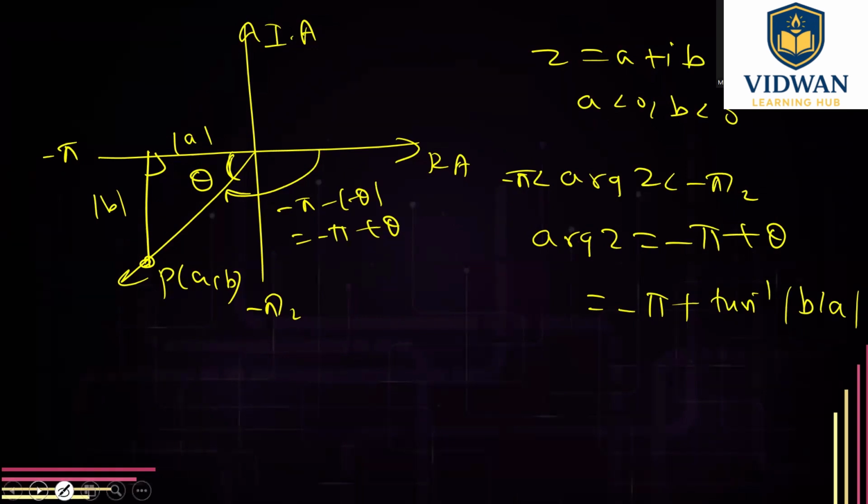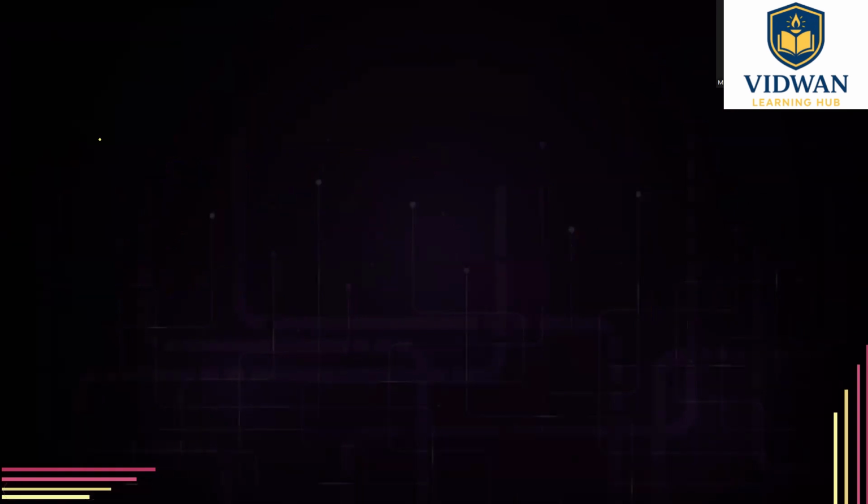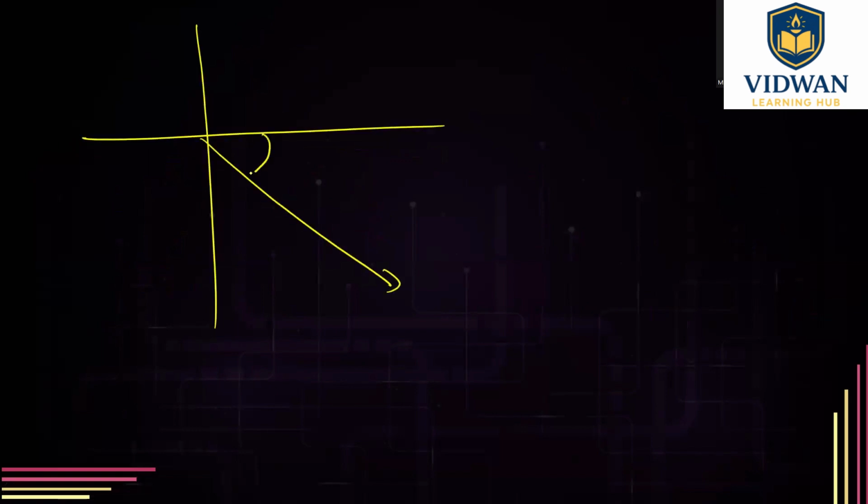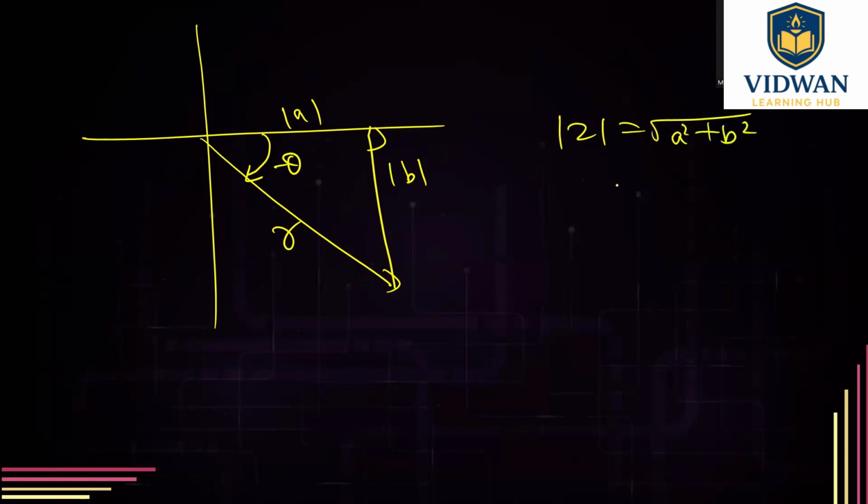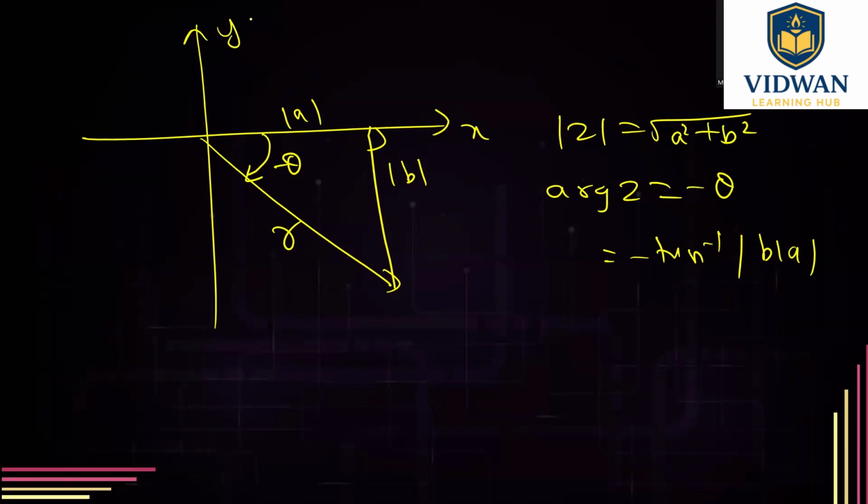Similarly, we'll check for the fourth quadrant in the same way. So if the complex number is chosen in the fourth quadrant, this will be the argument, minus theta. So when you drop a perpendicular, again mod b here, we have mod a here. So r is the modulus, which is root of a square plus b square. So modulus will not change for any of these quadrants. Argument is only changing. Argument of z is minus theta, and that is minus tan inverse of mod of b by a. So this is how you can write down modulus and argument of a complex number in different quadrants.